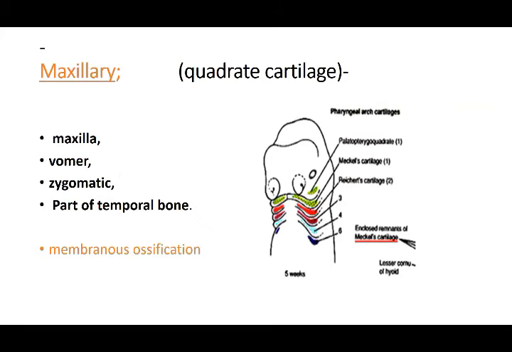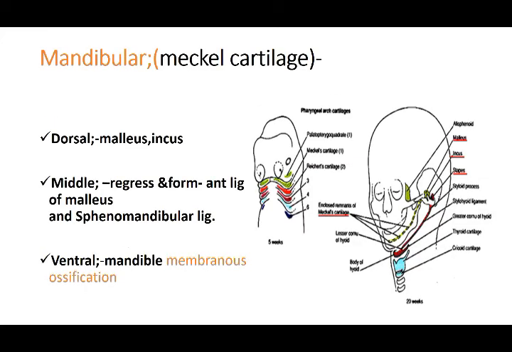The maxilla is formed by intramembranous ossification, right? The rest is formed by the cartilage that is there. So the maxillary bone is by membranous ossification. The other is the Meckel's cartilage. The Meckel's cartilage is basically the mandibular process of the arch, and the cartilage it contains is called the Meckel's cartilage.